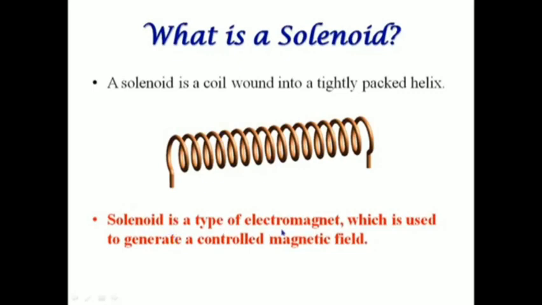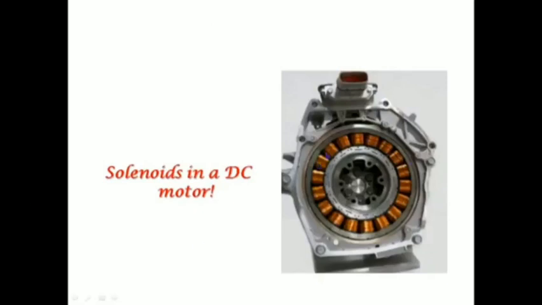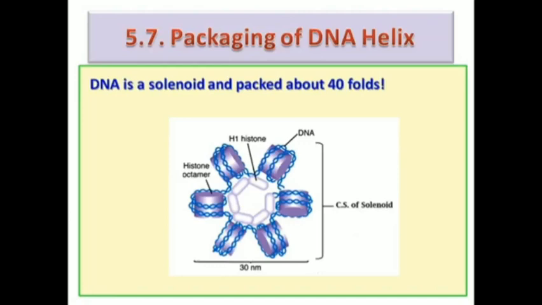A solenoid is a coil wound into a tightly packed helix. A solenoid is a type of electromagnet which is used to generate a controlled magnetic field. So this solenoid is nothing but a structure having 6 nucleosomes per turn, and this structure is stabilized by interaction between the different H1 molecules. DNA in a solenoid is packed about 40 fold. The hierarchical nature of the chromosomes, we can see in this picture.